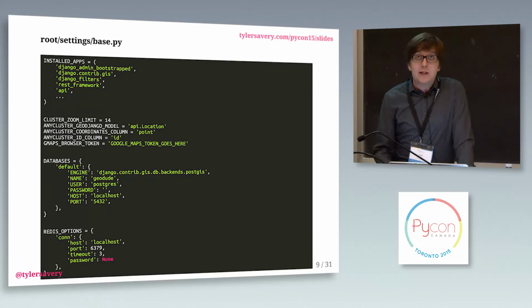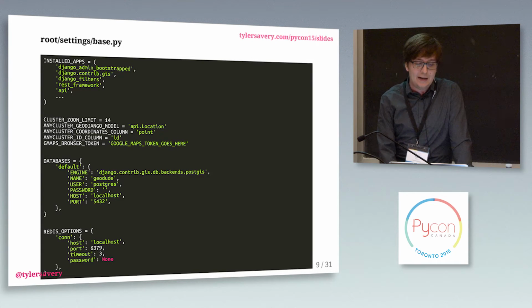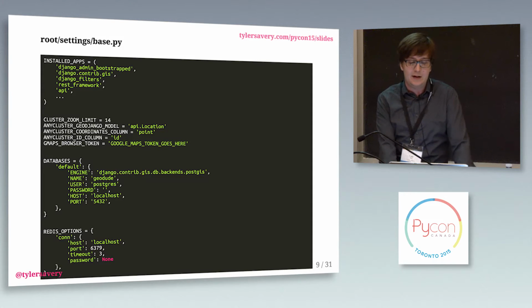So there's a few important settings that you would have to have set up. Obviously, one of them is including the REST framework, because we're going to be using that. Also including the API app that we made, and a few more. There's a few settings that we're going to get into, such as when we're doing the clustering, it needs to know a few different things. What model to use, what the column's called. For the front end, there's a Google Maps token that we'd be putting in here. Database, just like any other Django project, the main thing is that you need to use the gis.db.backends.postgis instead of the standard Postgres database, because we are dealing with geography here. And then there's just some basic Redis options there too.